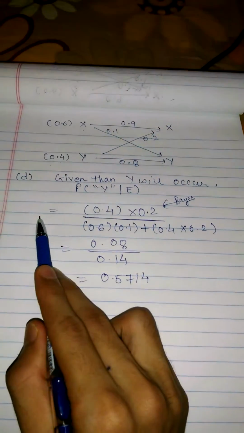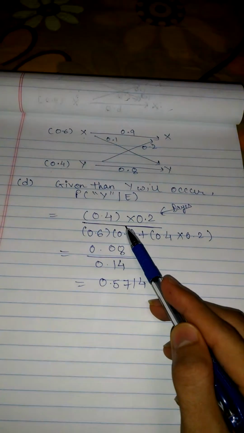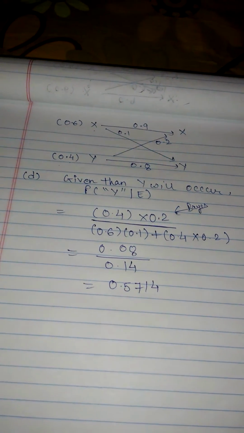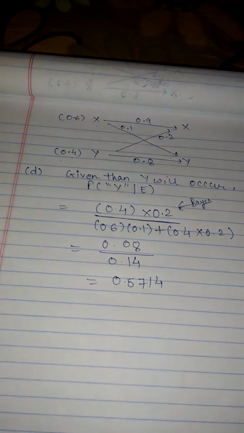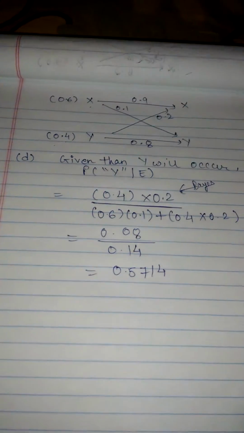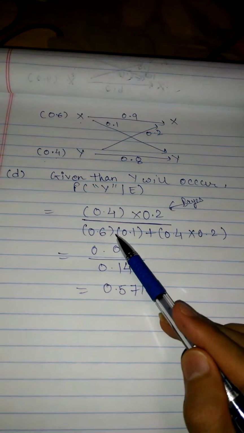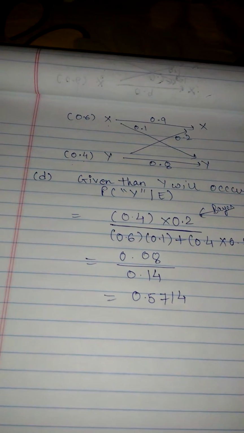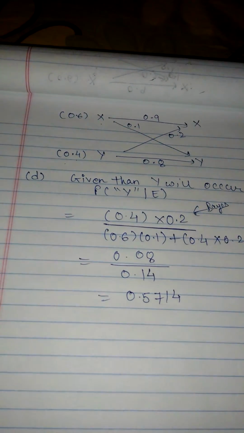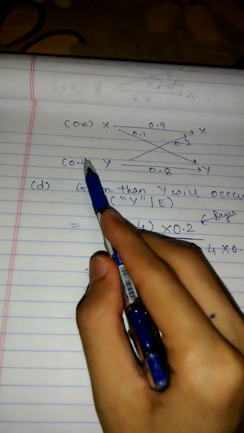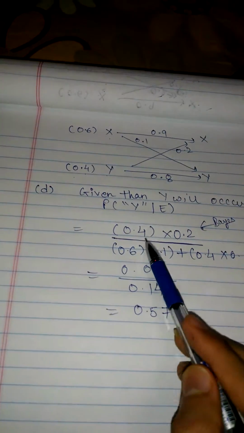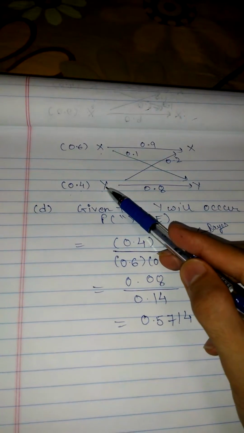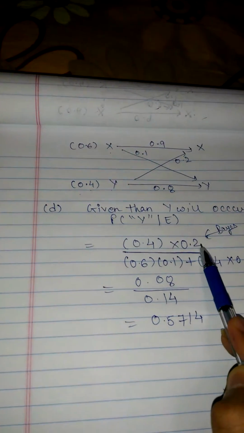Now the last part, the probability of getting an error if Y is transmitted. We need to find that. So we need to apply Bayes' theorem in this. So here we know that Y will occur while Y is chosen as input. So that part is fixed. So probability of getting an error if Y is chosen is 0.4 into 0.2.